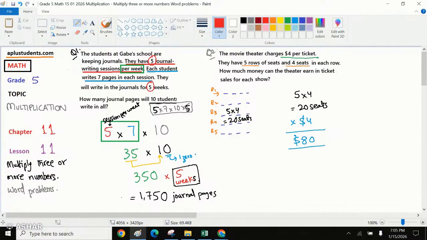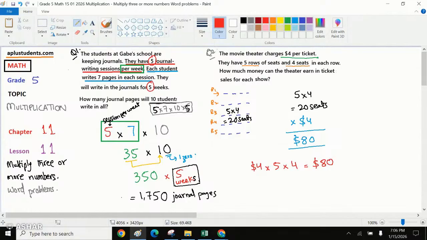Or we can break up the values. We say that is $4 per ticket. There were 5 rows and 4 seats in each row, and still we get the same answer, right? We can simplify, we can break up the values, or we can multiply them directly.